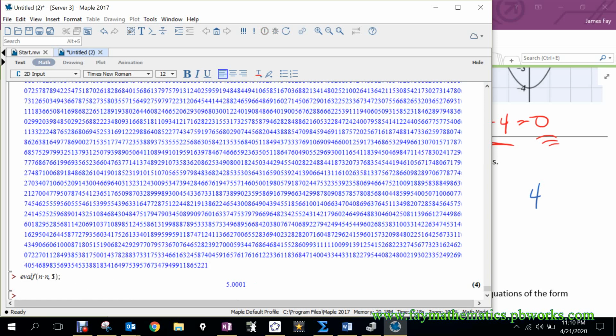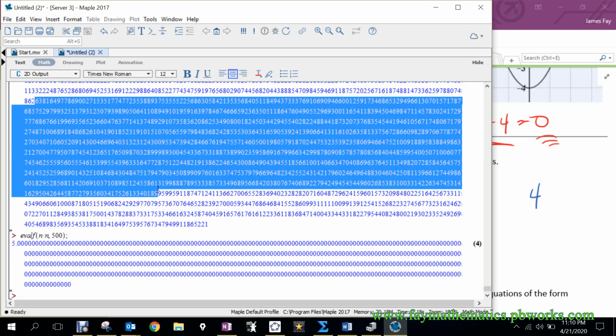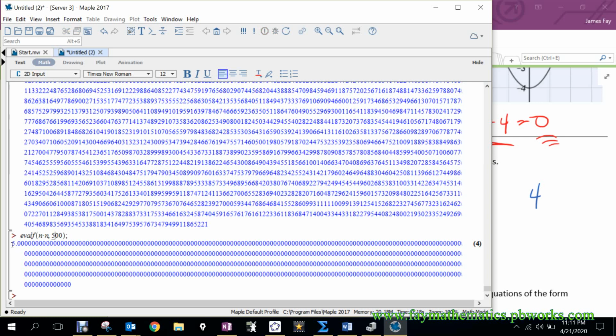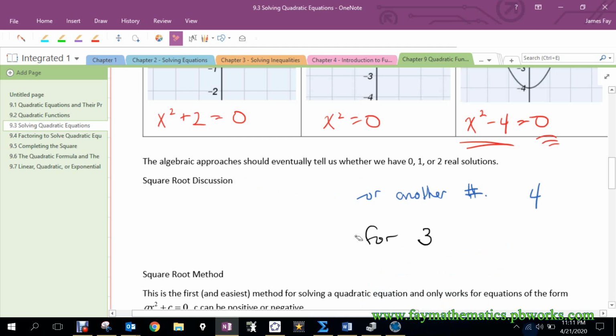If I go out to, let's go 500 decimal places, the more decimal places I go out, the more accurate this can be. But I get now this number up here, that I cut and pasted, n times n, multiplied by itself 2 times. You see that gives me back 5. So that's the idea behind square roots. Now, when we talk about square roots, there's a couple things to also work with and understand.